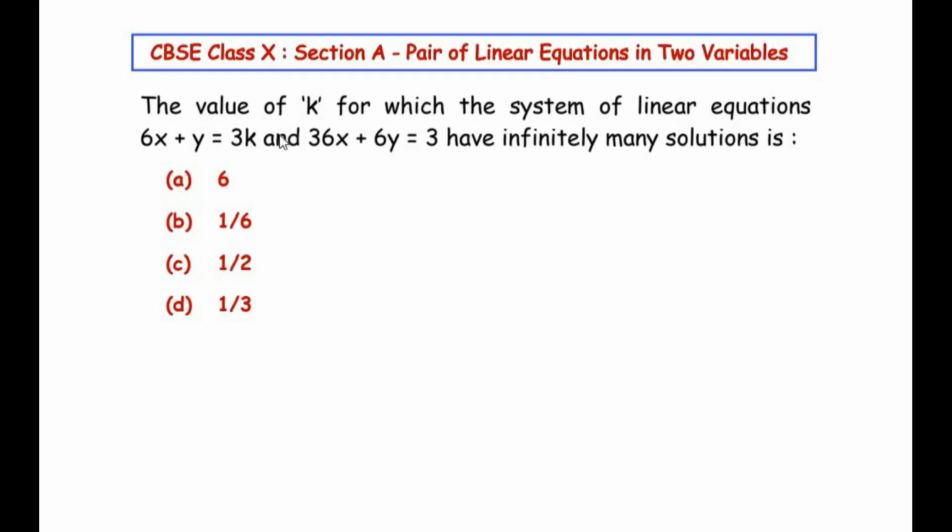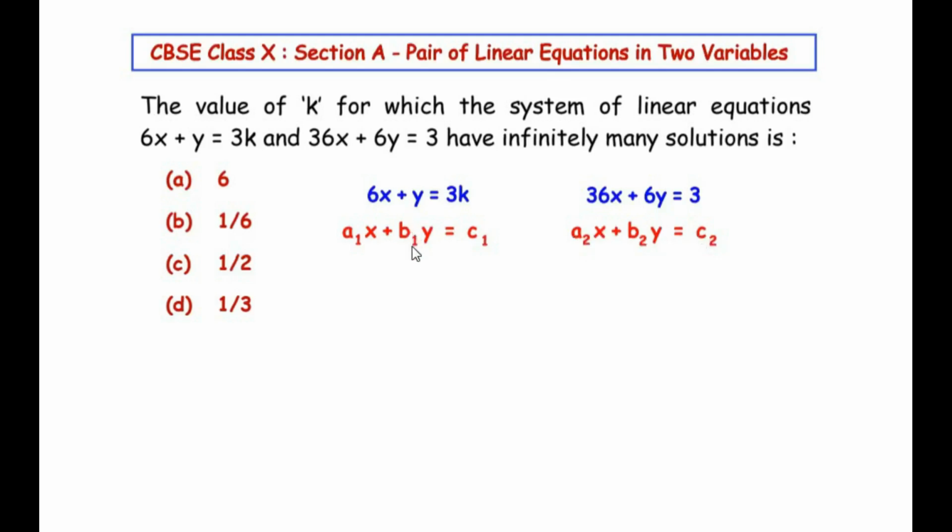So before we begin, let us write down these two given equations in their general form. The first equation 6x plus y is equal to 3k is written in its general form as a1x plus b1y is equal to c1. Similarly, the second equation 36x plus 6y is equal to 3 is represented in its general form as a2x plus b2y is equal to c2.